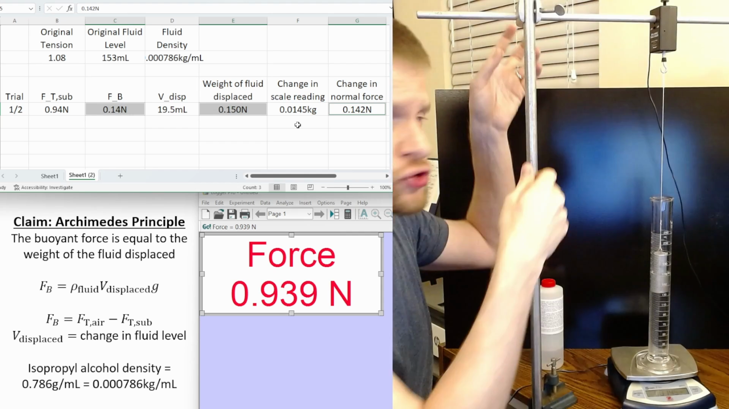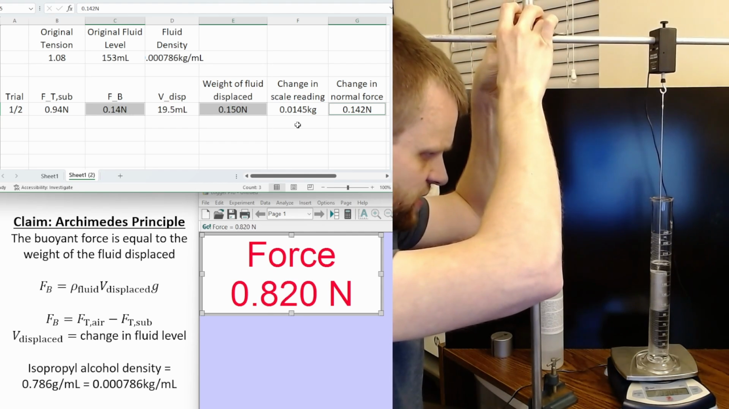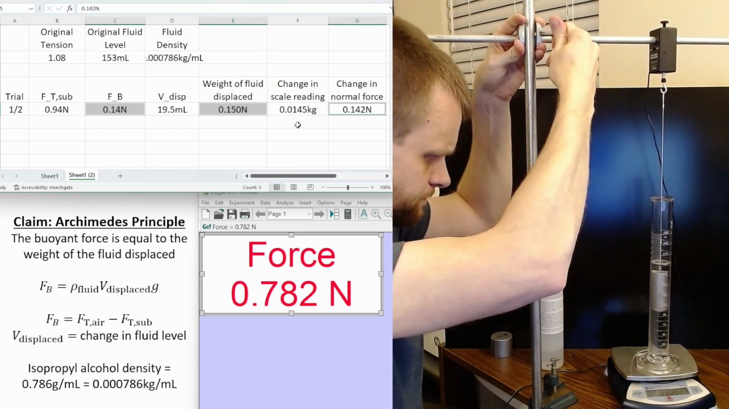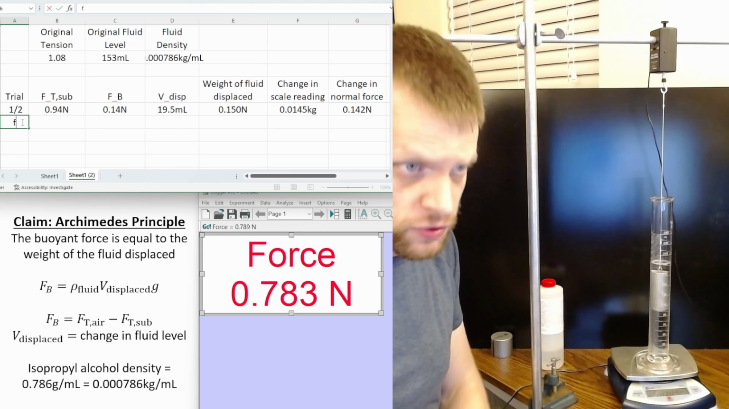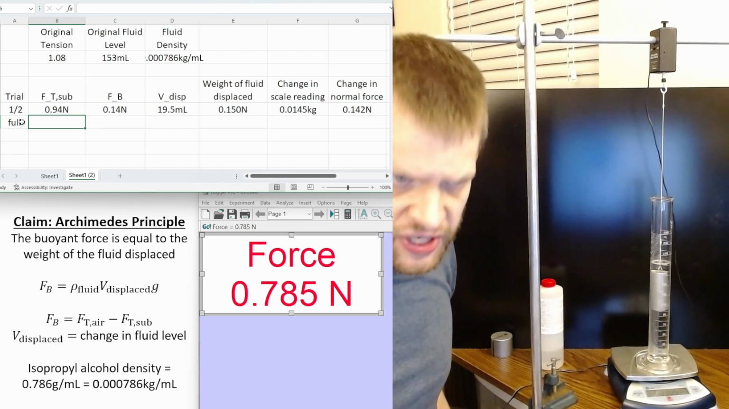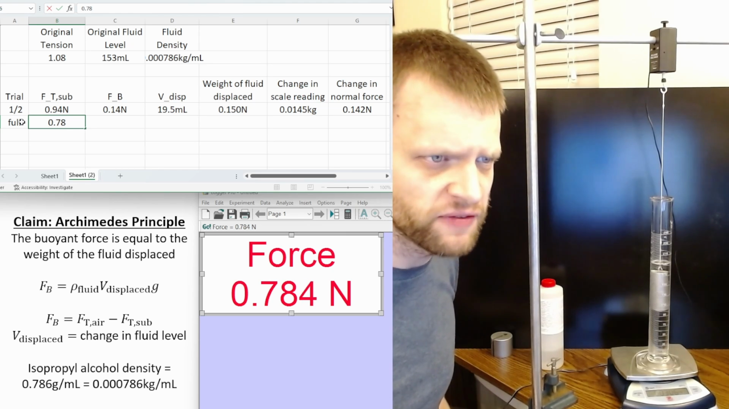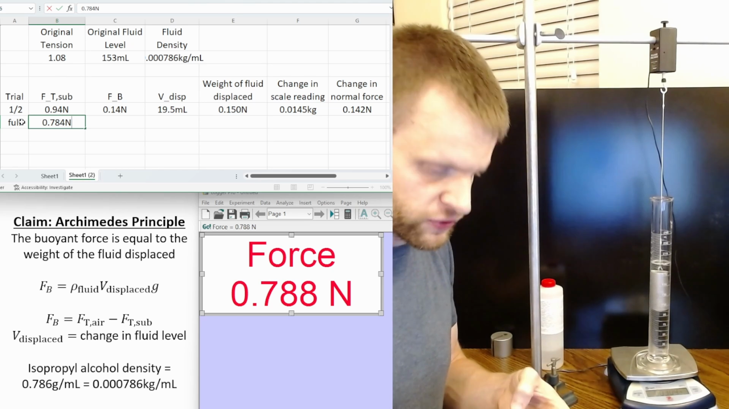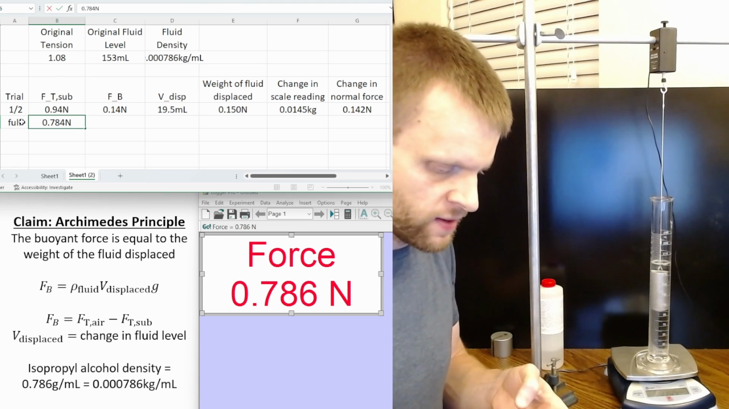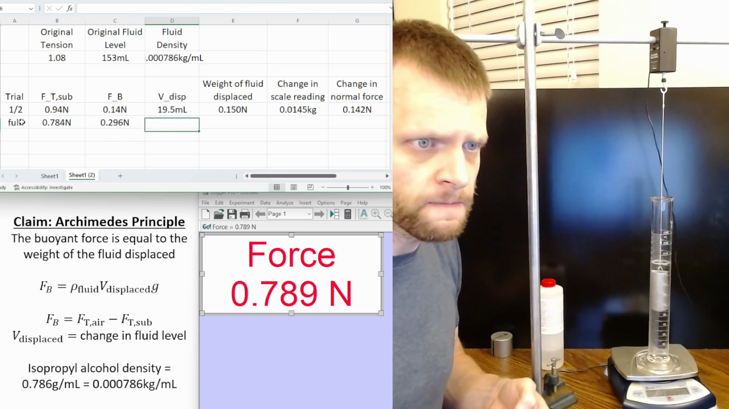So let's switch this up to fully submerged. Let's move this down so it's now fully submerged in the alcohol. So this is fully submerged. Our new tension force is 0.78, it's jumping around a little bit. Let's say 0.784 newtons. So if we take the difference from the original tension, that gives us 0.296 newtons.